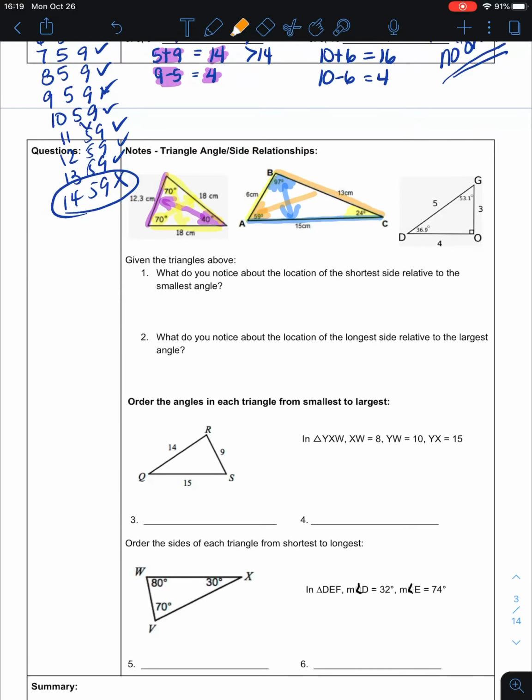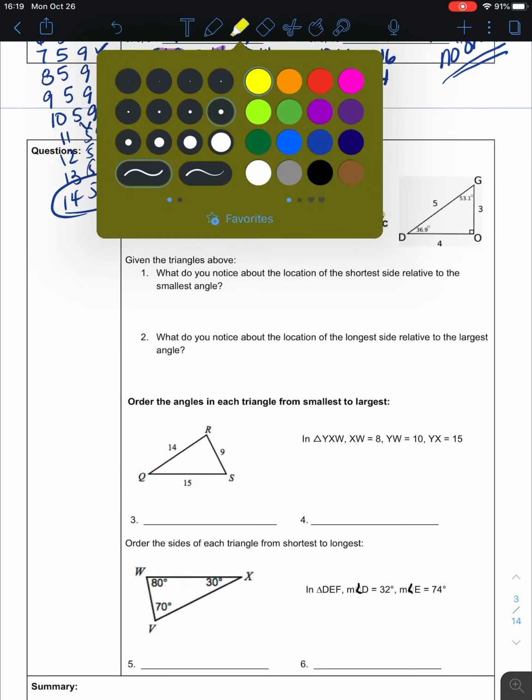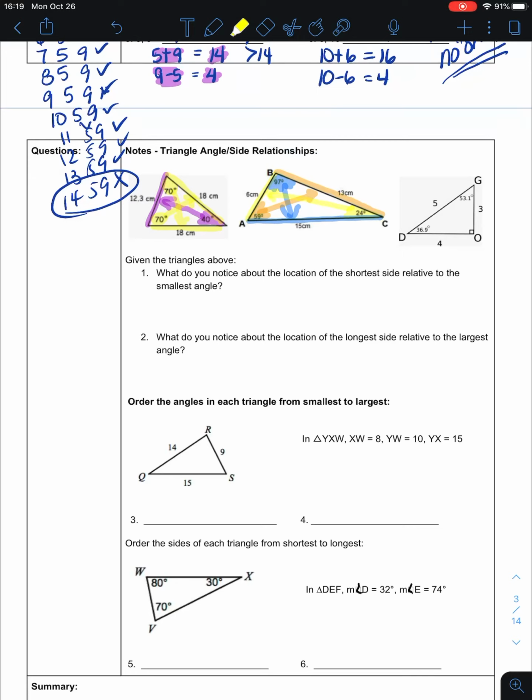So notice that in every single one of these cases, the side and the angle that went together matched each other. So basically then what we notice is that our short side is across from, or opposite, the smallest angle.